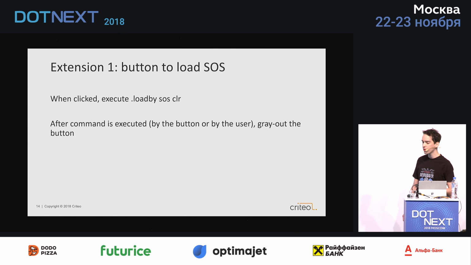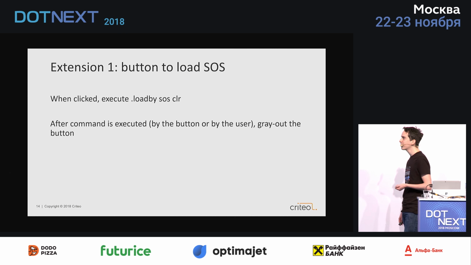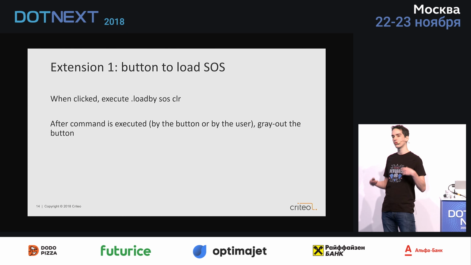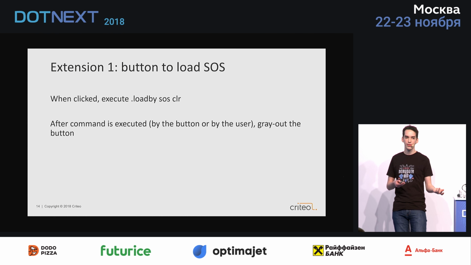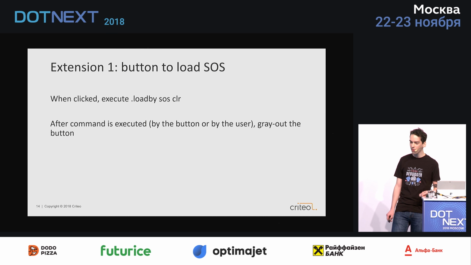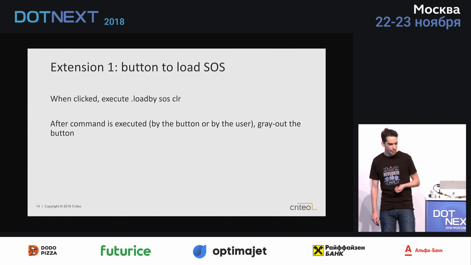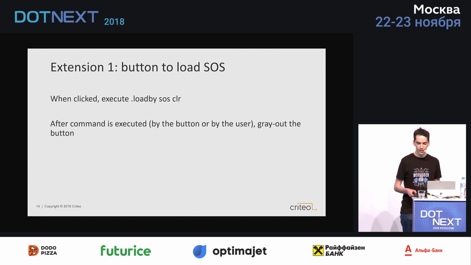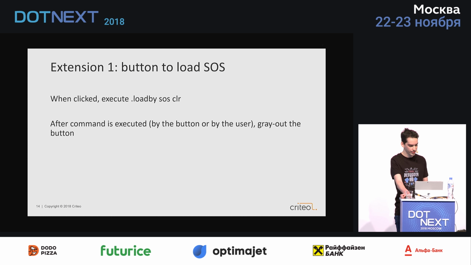The first extension I would like to write is a button in the ribbon that, when you click on it, would load SOS. So you don't have to type .load SOS CLR anymore. And whenever SOS is loaded, then we gray out the button. So it's really simple, but it's a nice way to start writing extensions.